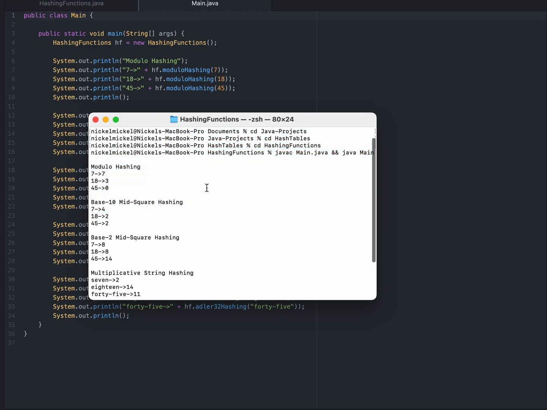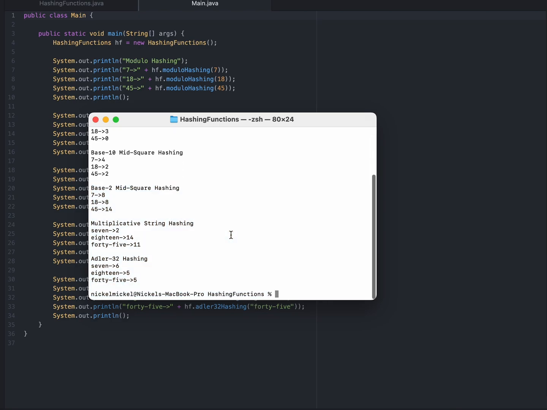Alright, we got ourselves 7 mod 15 would be 7, 18 mod 15 would be 3, 45 mod 15 is even, so that would be 0. Then we have the mid-square hashing, 7 outputs 4, 18 and 45 each output 2. For base 2 mid-square hashing, 7 and 18 each output 8, 45 outputs 14. And for the strings, we have 7, 2 for multiplicative string hashing, then it's 18 for 14, 45 for 11, and then Adler 32, it's 7 that outputs 6, and 18 and 45 each output 5.